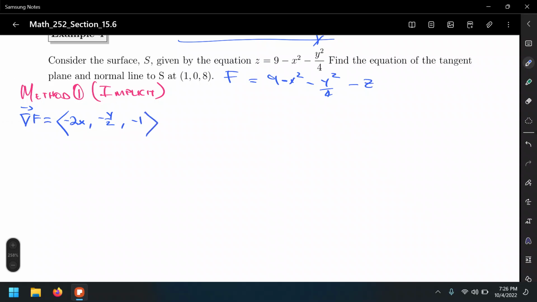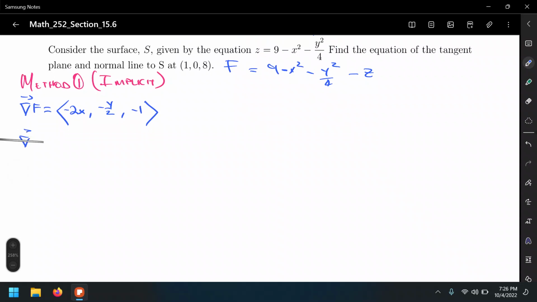We need to evaluate the gradient at the given point, which is 1, 0, 8. That's negative 2 times 1, comma, negative 0 over 2, and this is constant, that's just negative 1. There's no letter to plug in any value. And that vector will be the vector negative 2, 0, and negative 1. All right? What else do we need?